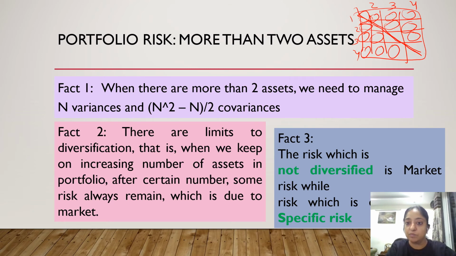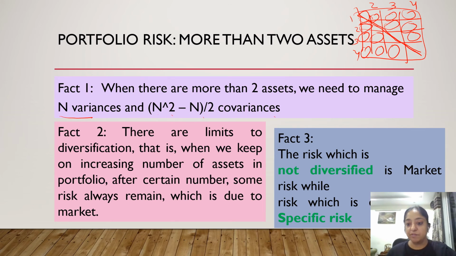Asset 1 with 2, asset 2 with 1, asset 3 with 1, asset 4 with 1, asset 2 with 3, asset this. So this is a mirror image of this. Okay, but how many covariances do I have? 1, 2, 3, 4, 5, 6. So I have 6 covariances when I have 4 assets. That means when I am managing n assets, I need to manage n variances and (n square minus n) divided by 2 covariances, which is too much.